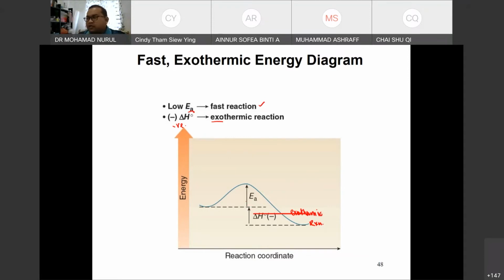Starting material to the transition state. So this is the starting material, this is the transition state, and this one is the product. If they are negative values, it's exothermic. Again, y and x.